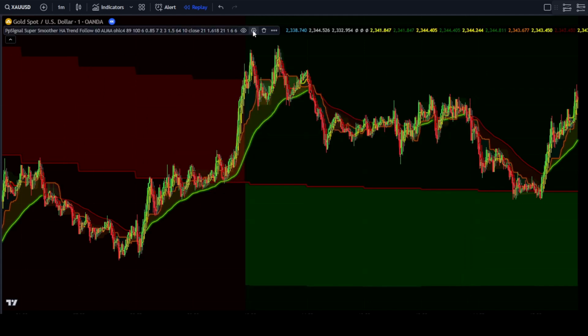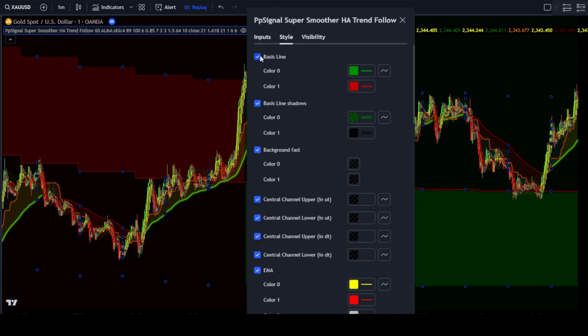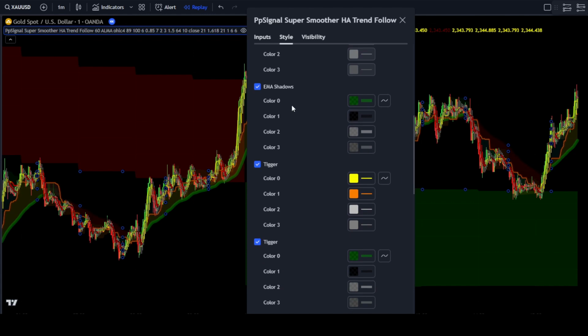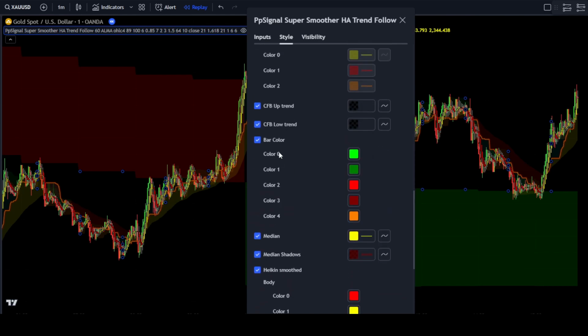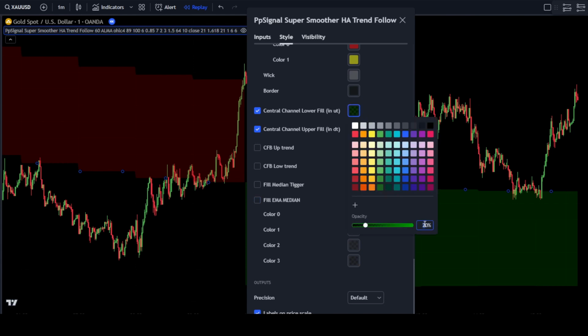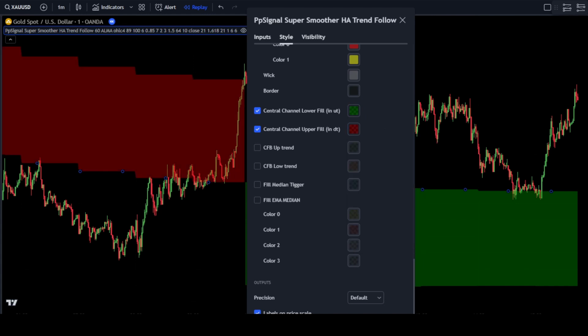Next, configure the PPSignal Super Smoother Heiken Ashi Trend Follow indicator. In the Input tab, leave the indicator at the default settings. Then go to the Style tab. In the Style tab, uncheck all the boxes and leave only the Central Channel Lower Fill and Central Channel Upper Fill. After that, set the opacity to your preference. Once done, just click OK to confirm the changes.